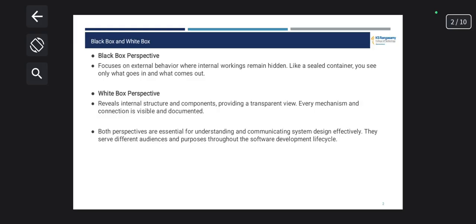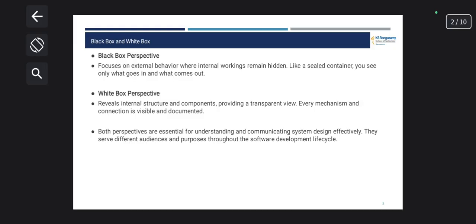So the next one is the white box perspective. On the other hand, it shows the internal structure of the system. Here everything is visible. Each component, connection and process is clear. This view is very useful for developers and engineers, as it helps them understand how the system works, which is used to find bugs or improve the design.